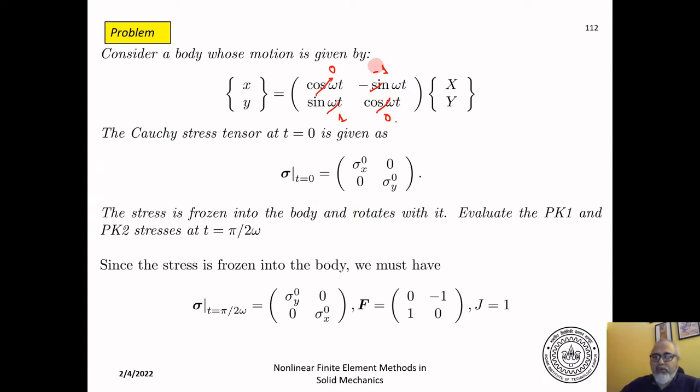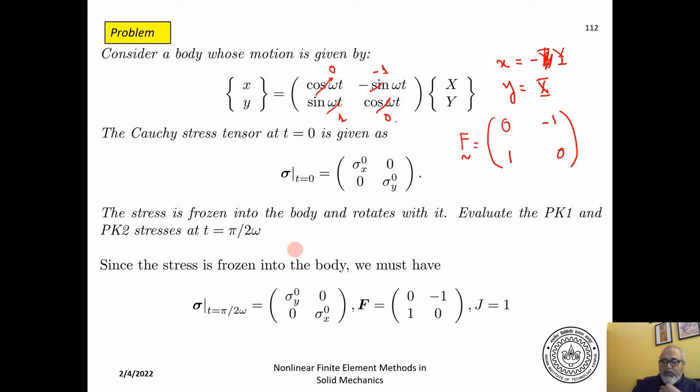So you have a motion given by x equal to minus capital Y and y equal to capital X. Therefore, your deformation gradient is 0, del x del Y is minus 1, del y del X is 1, and this is 0. So this is your deformation gradient tensor.